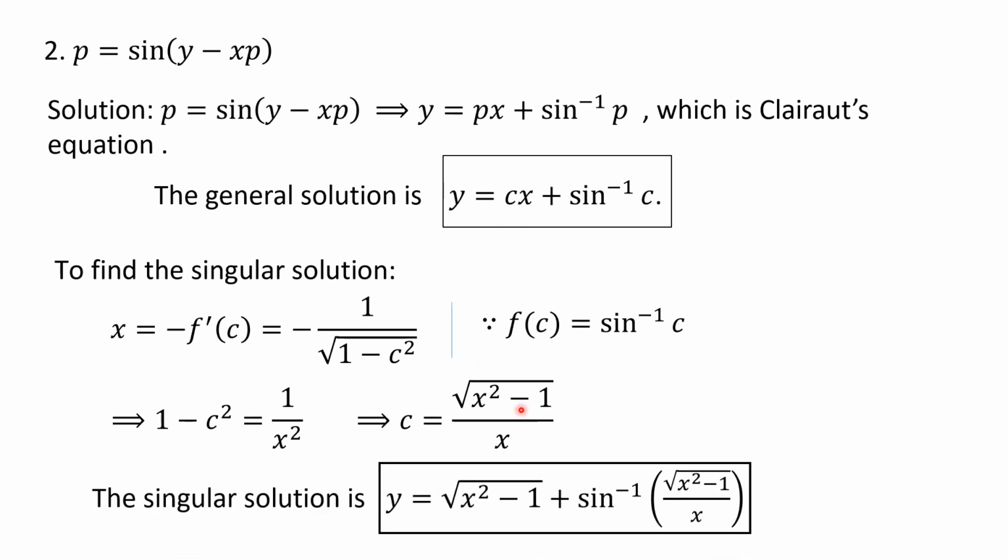So the singular solution is y is equal to x into c. C is root x square minus 1 by x. So x gets cancelled, gives a root x square minus 1 plus sine inverse of root x square minus 1 by x. Is it? So both general solution and singular solution we obtain for the given Clairaut's equation.